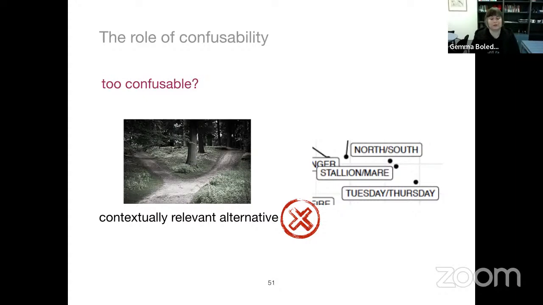So what we do is we focus on a narrower notion of confusability, which is opposite meanings, because it's much easier to get data for opposition than it is to get data for a more generic notion of contextually relevant alternative. And that doesn't cover, for instance, Tuesday and Thursday, because they're not opposites. It does cover left and right and north and south, but it's fine not to cover everything. We don't need a complete coverage of confusability of relevant alternatives. We just need something that we are confident is confusable.